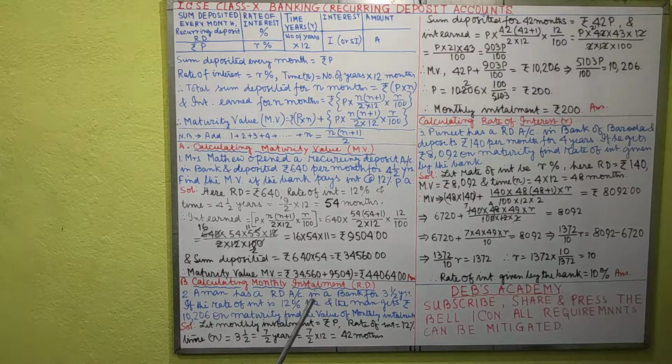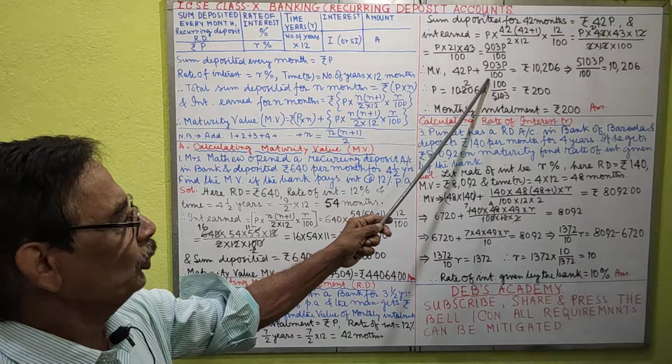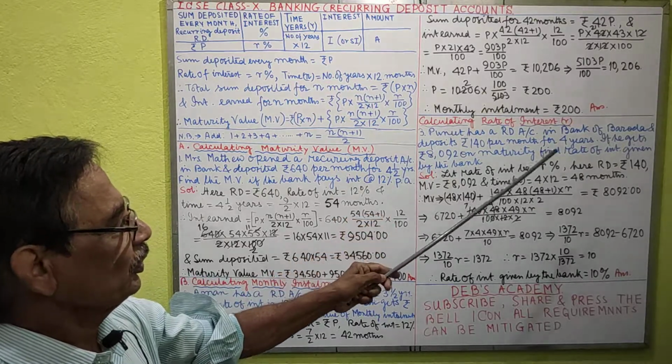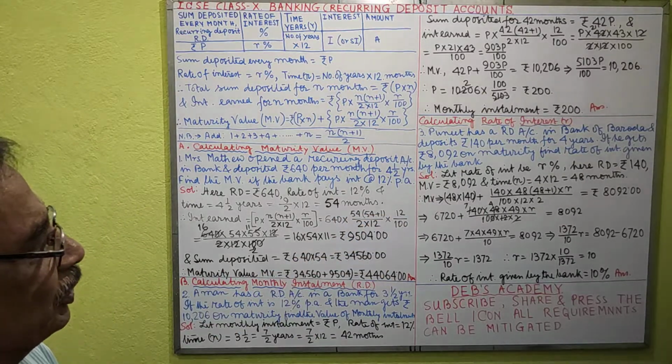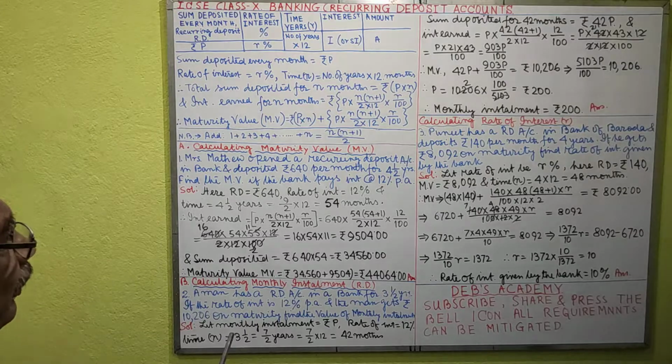Now maturity value equals total sum deposited plus total interest, which is rupees 10,206. Calculating this and equating, we get P equal to 200. Therefore the monthly installment the man paid every month is rupees 200 only. Now question number C, which is calculating rate of interest R.